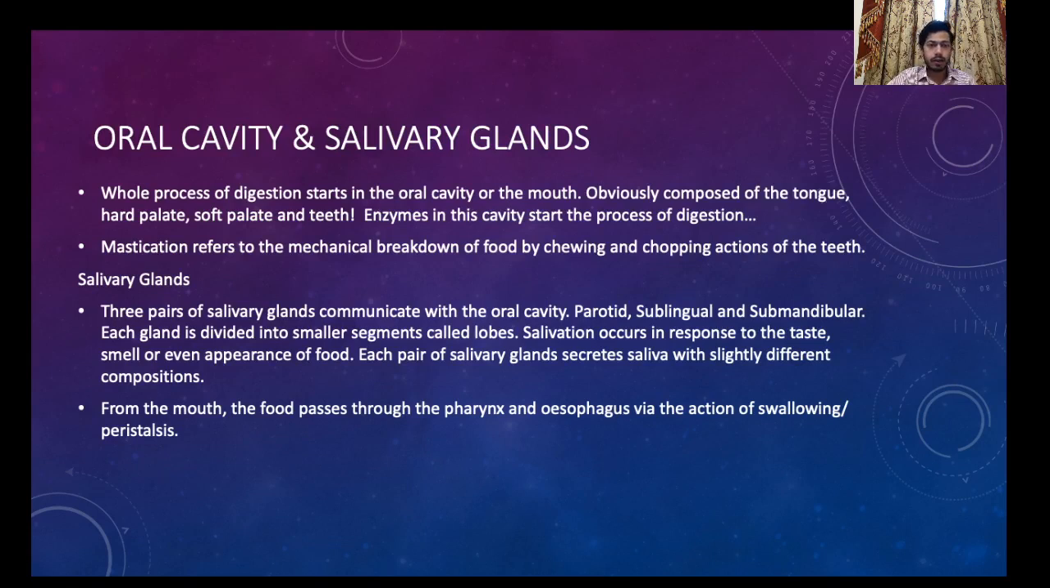So, the oral cavity. Like I said in the previous slide, the whole process of digestion starts in the oral cavity, or the mouth. It's obviously composed of the tongue, the hard palate, the soft palate, and the teeth. In this cavity you have a lot of enzymes such as amylase, which will start breaking down carbohydrates into individual parts which can then be digested and absorbed later on.